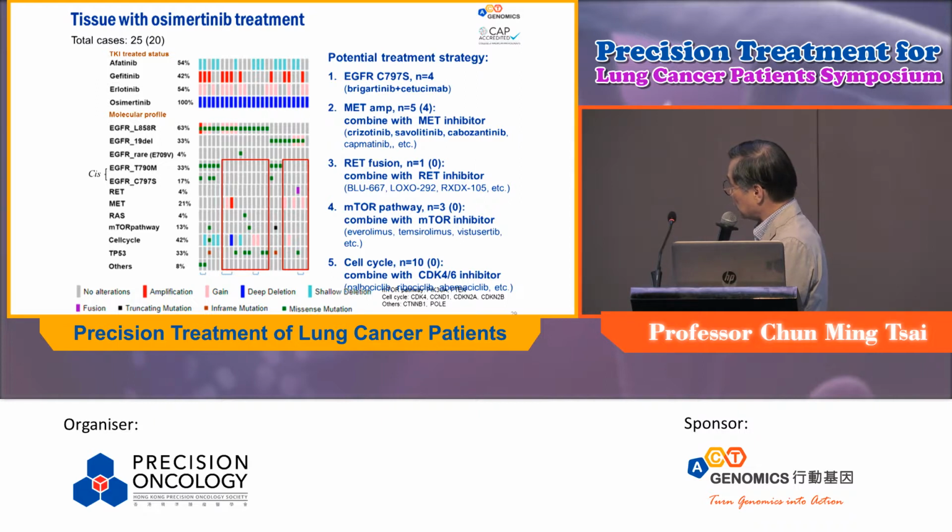So you can see that we have MET in 5 patients, and 4 patients received anti-MET treatment, and 1 had RET fusion. But this patient had no chance to receive treatment before he died. And 4 patients have mTOR, and 10 patients have cell cycle genes. But all these are bypass pathways.